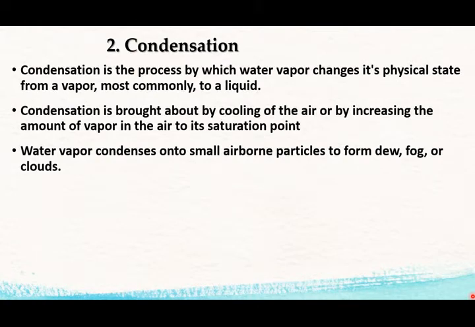The second physical process that operates in the water cycle is condensation. Condensation is a process by which water vapor changes its physical state from vapor, most commonly to a liquid. Water vapor condenses on small airborne particles to form dew, fog, or clouds. The most active particles that form clouds are sea salts, atmospheric ions caused by lightning, and combustion products containing sulfurous and nitrous acids. Condensation is brought about by cooling of the air or by increasing the amount of vapor in the air to its saturation point.